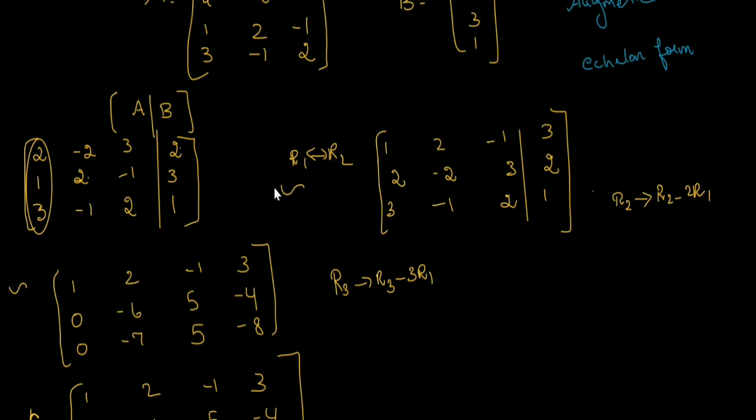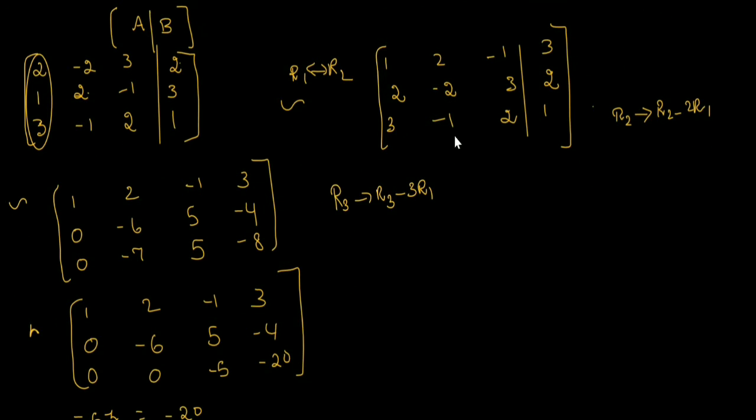So you have to interchange these two rows. First row and second row you are interchanging. When you interchange, the first row will now become 1, 2, minus 1, 3. The second row will become 2, minus 2, 3, 2, because we have interchanged the first row and second row. Now the first column, first element is 1.